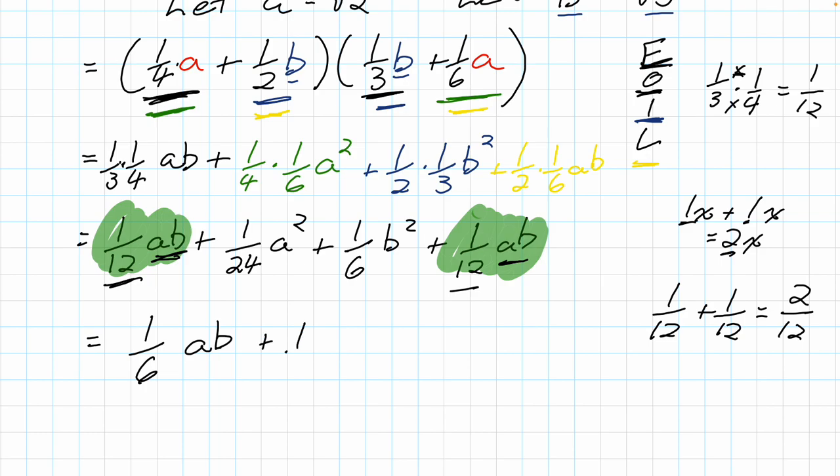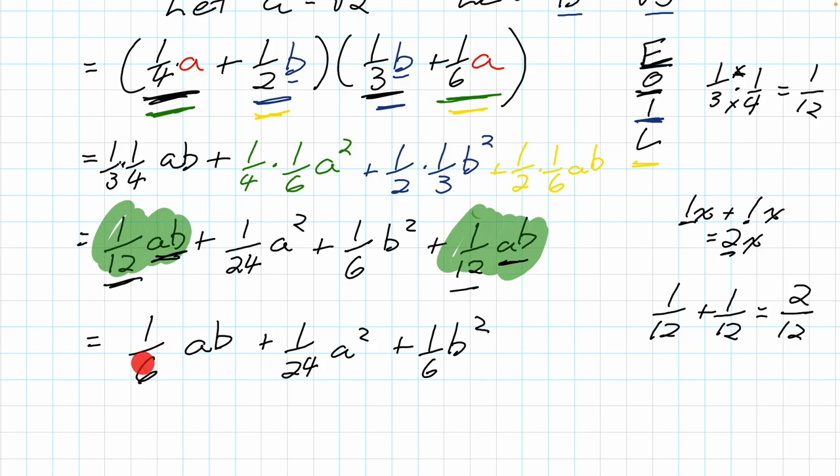And now we have 1/24. I'm just bringing down the rest of it, okay? Plus 1/6. Now, if I look through this closely, do I have any like terms? This is an AB. This is an A squared. This is a B squared. I don't have any like terms. So I actually can't simplify any farther. This is as simple as possible. And I have fractions. That's fine. I can leave it as fractions.